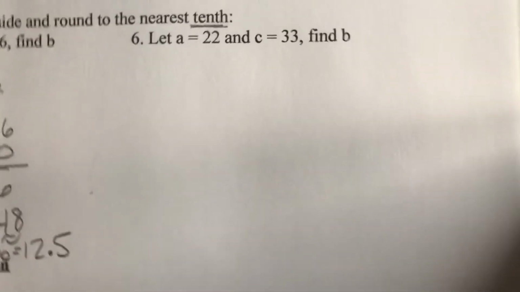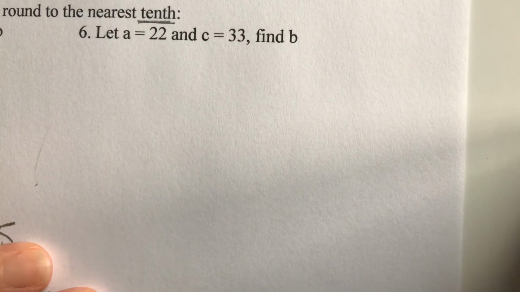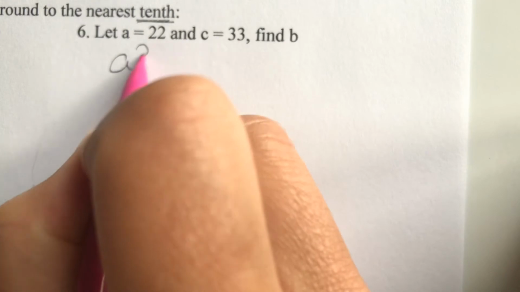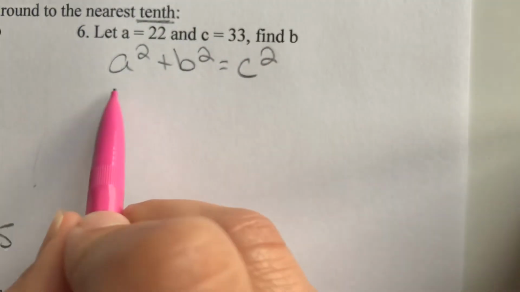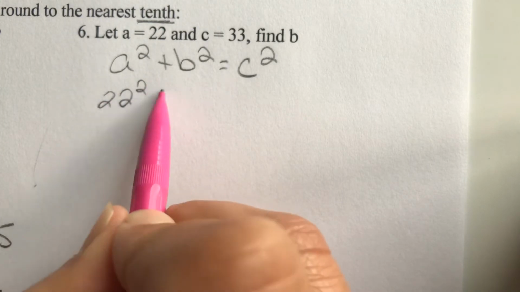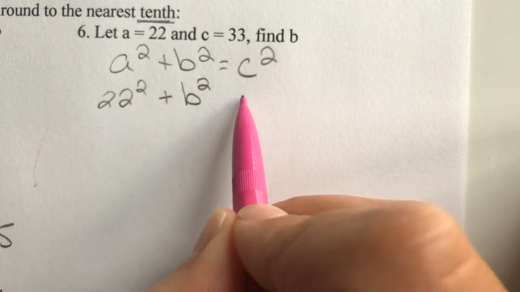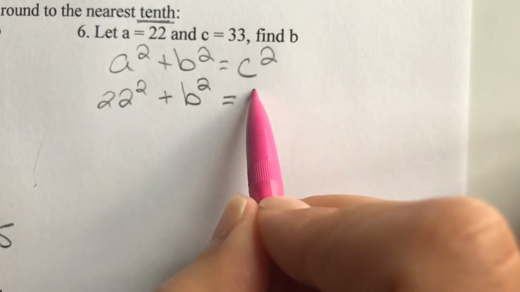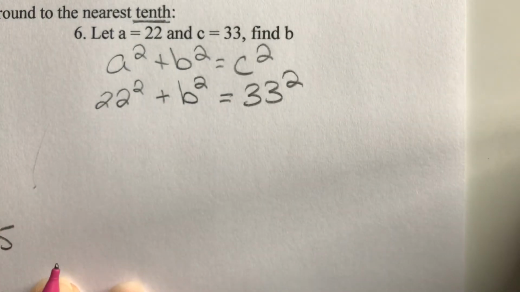Okay, again, if you didn't already, pause your video and try 6. a squared plus b squared equals c squared. I'm going to plug in 22 for a, leaving b blank. C is 33 squared, and I'm going to my calculator.